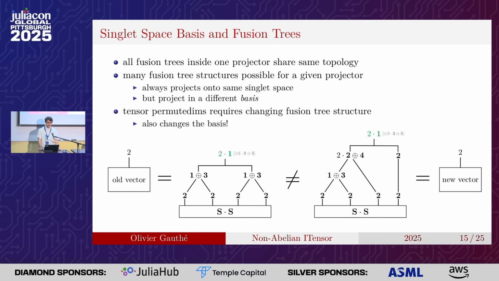There is a difficulty here because there are different topologies possible for the fusion trees. So if I permute the legs of my tensor, I will implicitly also change the topology of my fusion trees. And this corresponds to a change in the basis of my coefficients. Therefore, when I change the topology, I have two different vectors and the coefficients here and there are not the same. So I need to change basis.